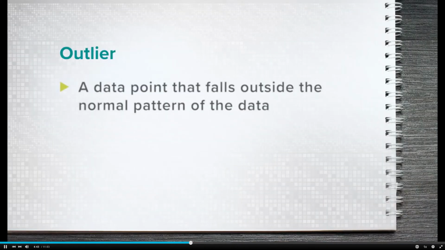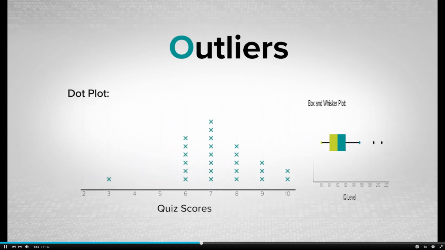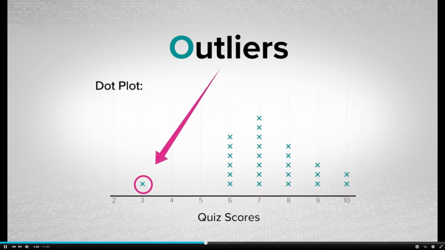The second letter in SOCS is O for outliers. We define outlier as a data point that falls outside the normal pattern of data. Data sets may have none, may have one, or may have numerous outliers. Here are some examples of how you might see outliers in a graph. In a dot plot, most of the dots are in one area, but then on one side, you've got this little guy outside the normal pattern. We would call him an outlier.